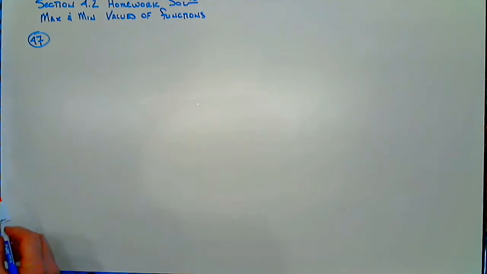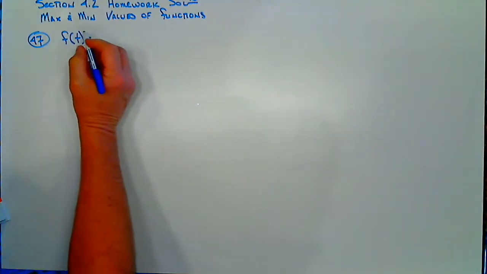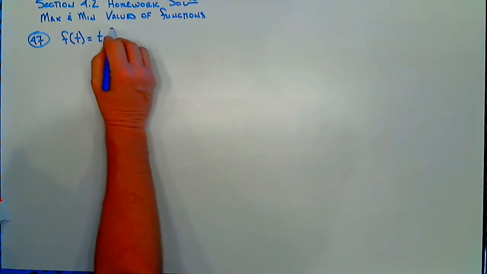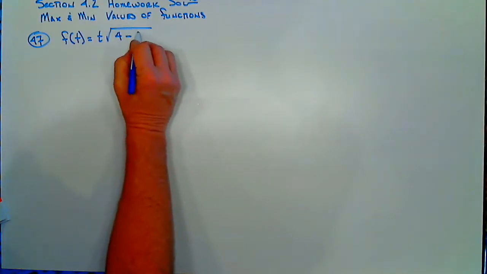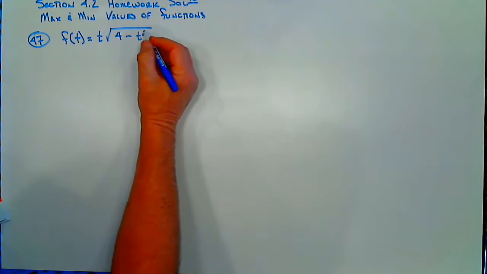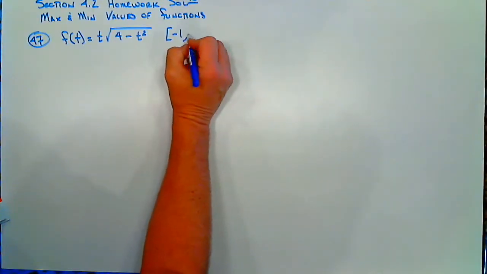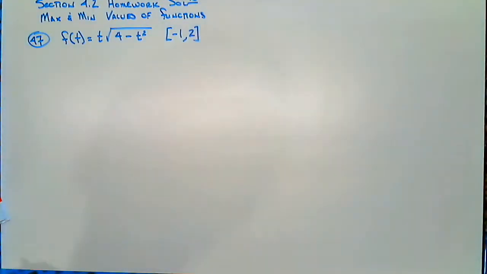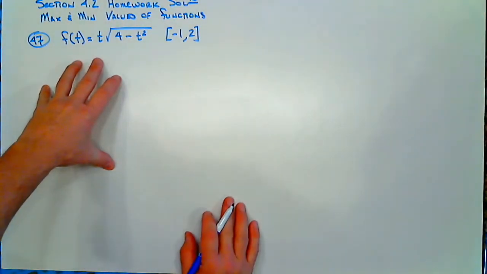So I'm going to take a swing here at question 47. Question 47 says f of t equals t times the square root of 4 minus t squared. And the closed interval we're asked to work on is 1 to 2. All right, 1 to 2. Now, what do they want me to do? Well, they want me to find the critical numbers. I have to start there.